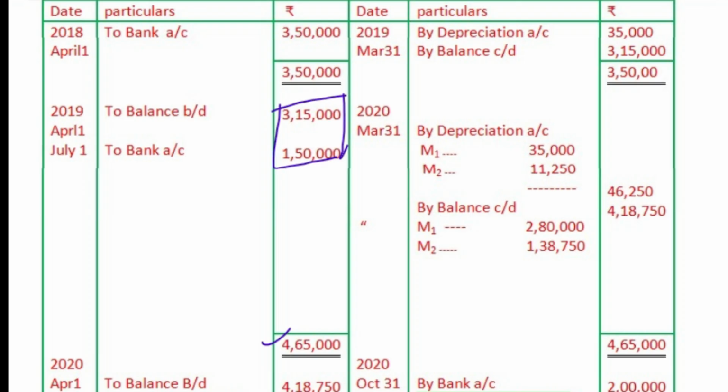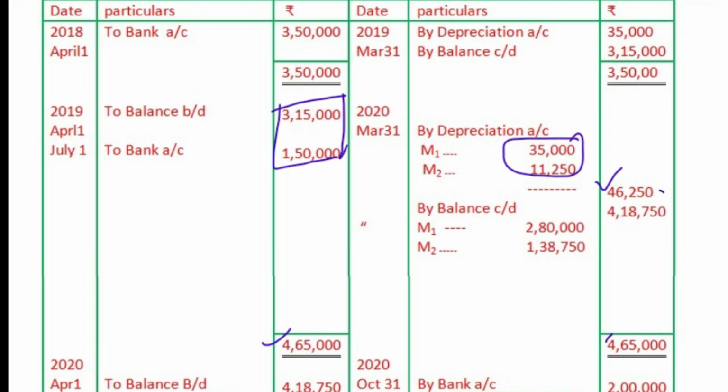Okay, now balancing of the account, again the debit side is greater, this 4,65,000 total. And depreciation is calculated in this manner. Here the total is 46,250, and the balance will be 4,65,000 minus 46,250. The balance is 4,18,750. This is the balance sheet.